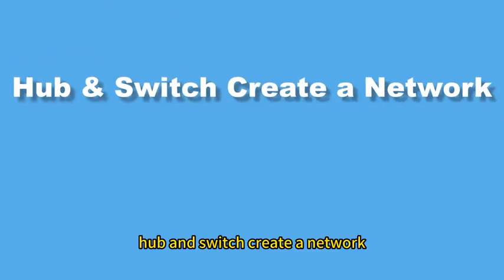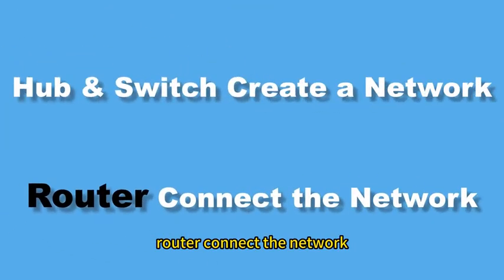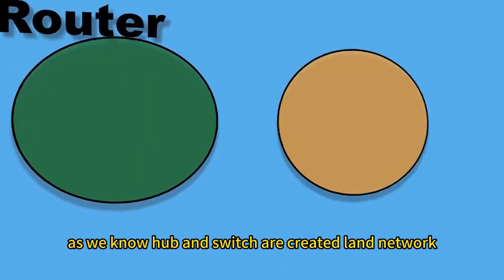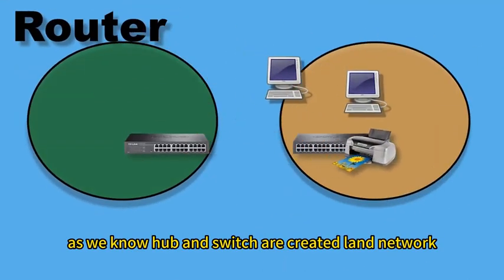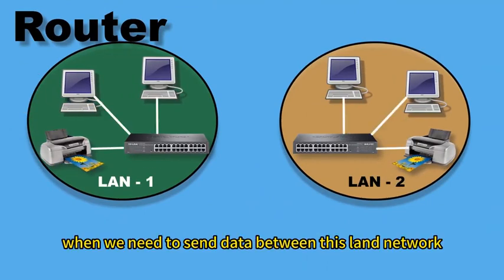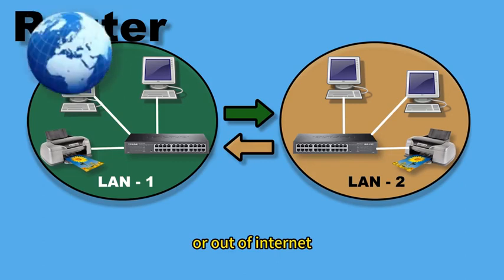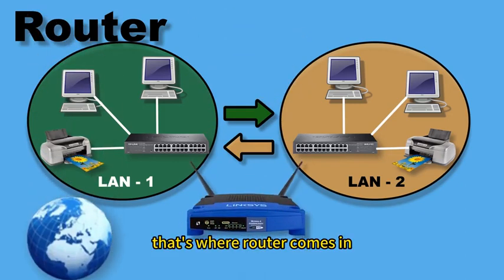Hub and switch create a network. Router connects the network. So let's discuss the router. As we know, hub and switch create a LAN network, but what happens when we need to send data between this LAN network or out to the internet? That's where the router comes in.